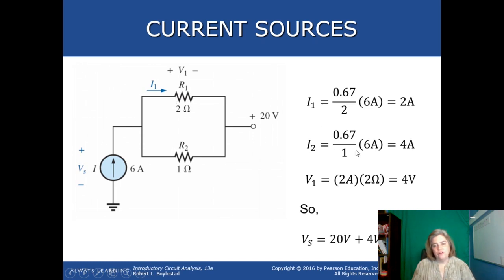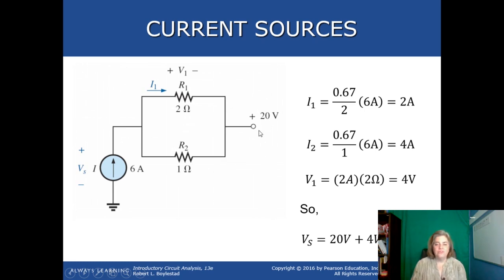So if we use the current divider rule, we see that we have 2 amps through our 2 ohm resistor and 1 amp through our 1 ohm resistor. I'm sorry, 4 amps through the 1 ohm resistor. I thought that wasn't right. We should have less current through the greater resistor. And those 2 and the 4 amps come together on the other side.